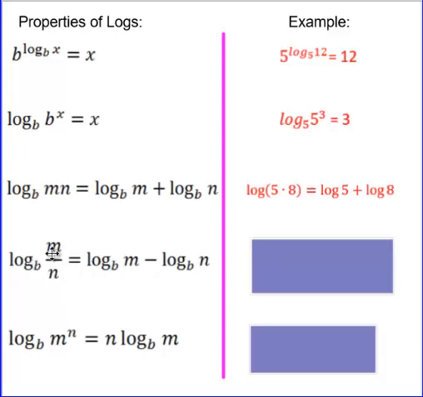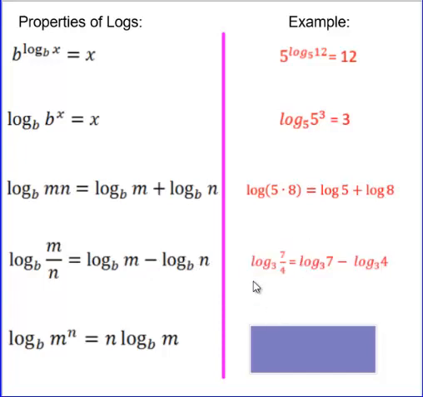Now we're going to look at the divide. If you do log base b of a division problem, m divided by n, you can expand it using subtraction. So log base b of m minus log base b of n. So looking at it with some numbers, if I have log base 3 of 7 divided by 4, that equals log base 3 of 7 minus log base 3 of 4. The top number always goes first and the bottom number always goes second. It is very important to keep them in the right order because we are subtracting here.